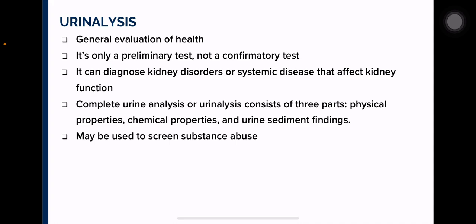First is the physical properties such as your color, clarity, odor, etc. The second one are the chemical properties, using dipsticks or chemical tests in order to identify the presence of those chemicals. And lastly, biomicroscopic findings. So we are going to look under the microscope for cells, casts, as well as crystals. Urinalysis also serves as a tool for monitoring kidney diseases and even screening for substance abuse.